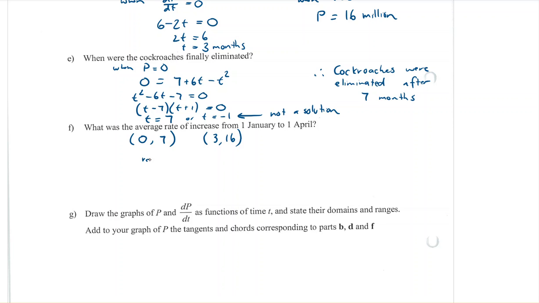So my rate is going to be using y2 take y1 over x2 take x1, subbing in. So subtracting the y values, 16 take away 7, over subtracting the x values, 3 take away 0. 16 take away 7 is 9, and 3 take away 0 is 3. 9 divided by 3 is 3. Now this is a rate. What are my units going to be? It's million, that's right, per month.